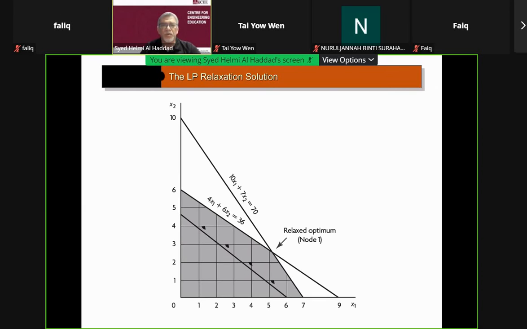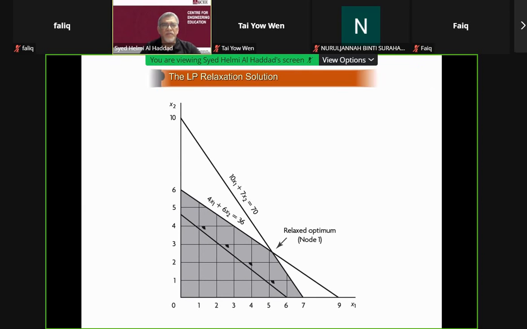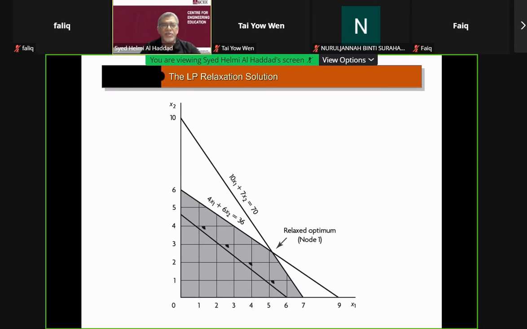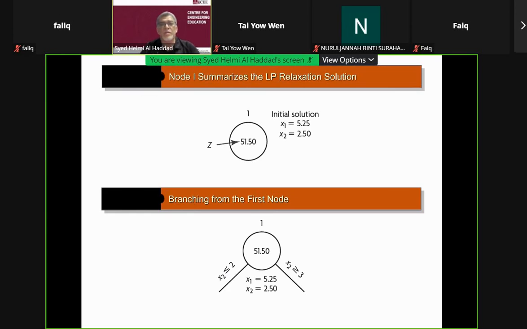This is how to solve this problem. We have what we call the relaxation solution. Relaxation means you are looking at different locations so that you can get the correct integer value. If you look at the solution here, x1 is equal to 5.25 and x2 is equal to 2.5, and your z value is 51.5.